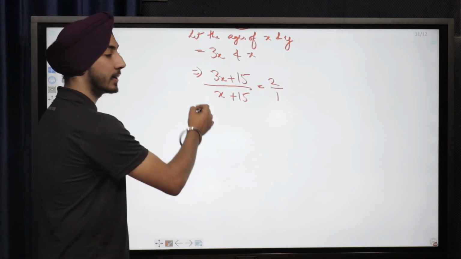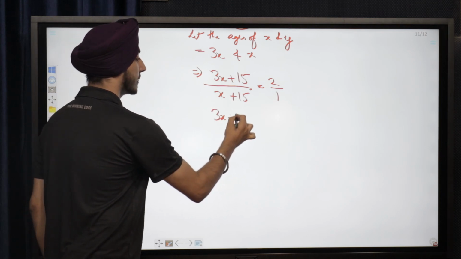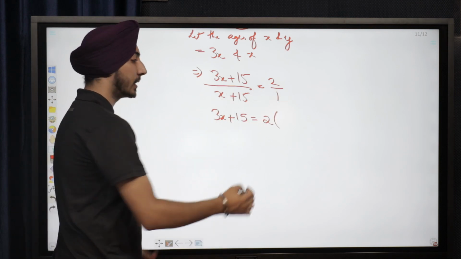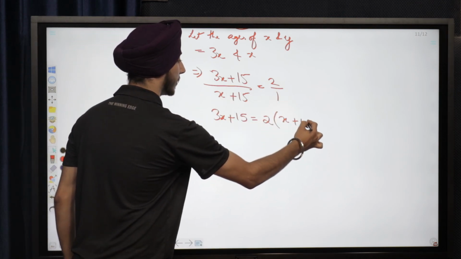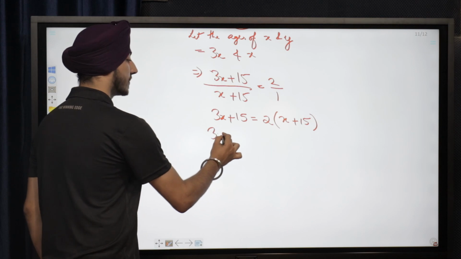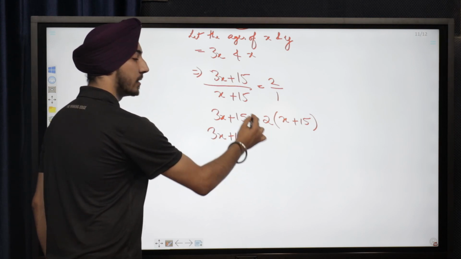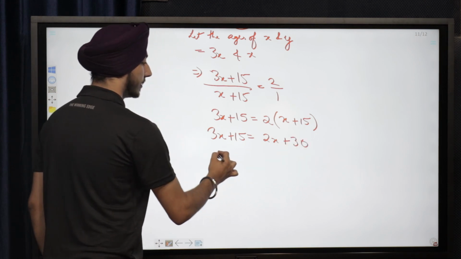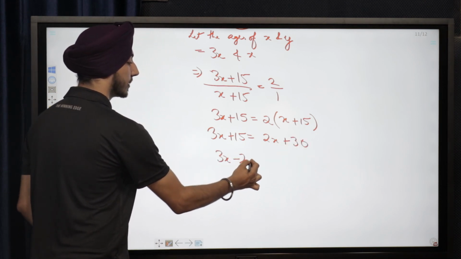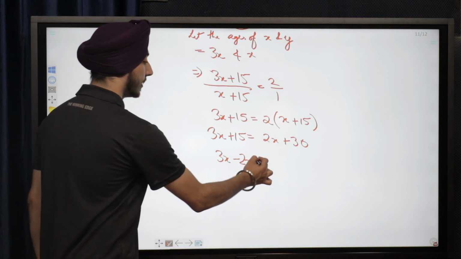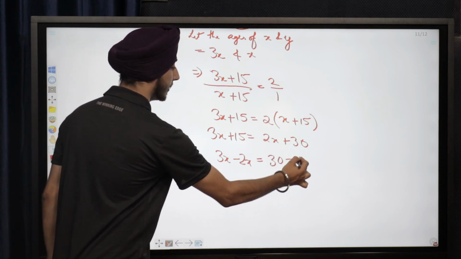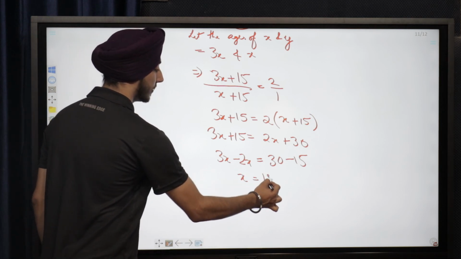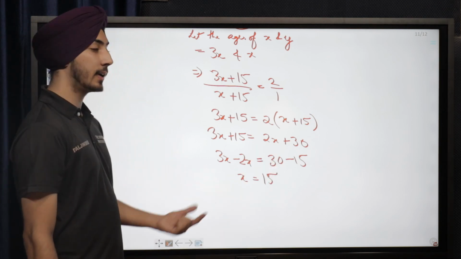Now let's solve this further. So we're going to cross multiply this. So 3x plus 15 will remain as it is. On this side, this will go and multiply by 2. 2 into x will give you 2x, and this is 30, right? 3x, let's bring 2x on this side, we'll subtract it, and let's take 15 on the other side, and we'll subtract it here. This gives you x, and this gives you 15. So the value of x is 15.